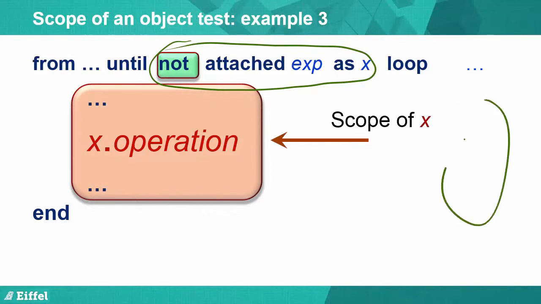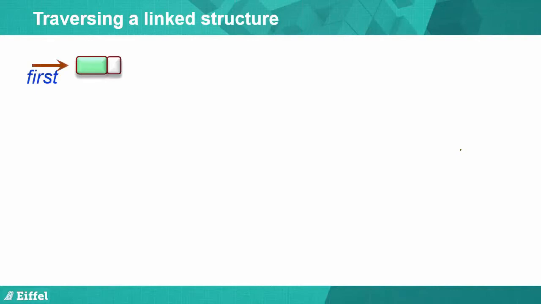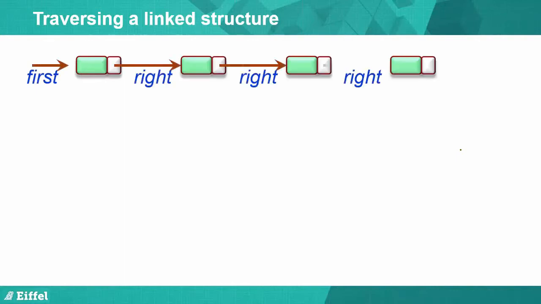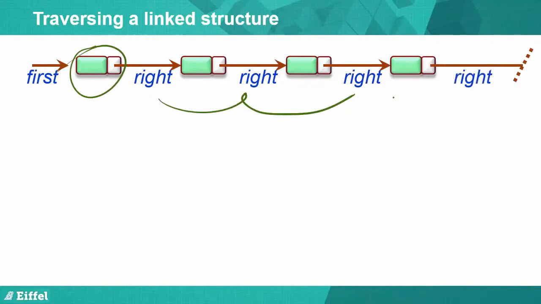You know, this loop repeats this body, and of course in the body of the loop we are sure, because the exit condition is not attached exp, we are sure that the value of x is not void, and so we can apply x dot operation. So a typical example of this is the traversal of a linked structure. Let's assume that we have first pointing to a certain list element, and then right and right and right, and at the end the list is void terminated, so the last right is void. Well, how do we loop through this?